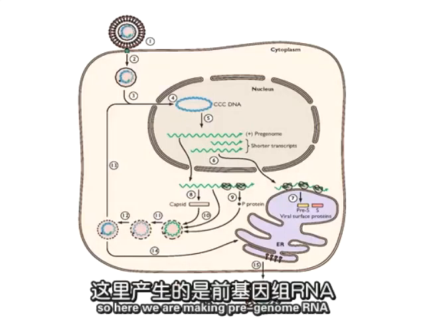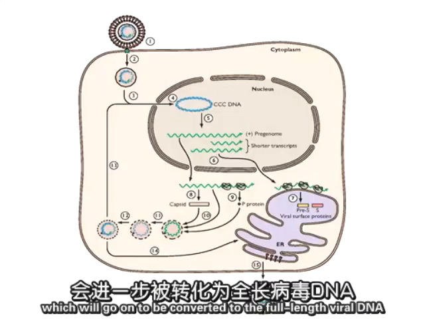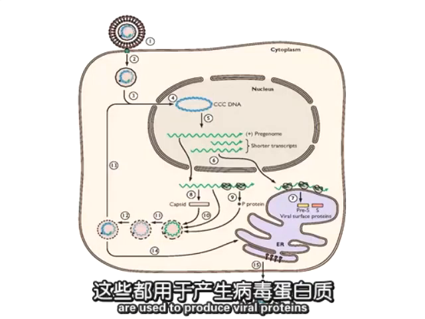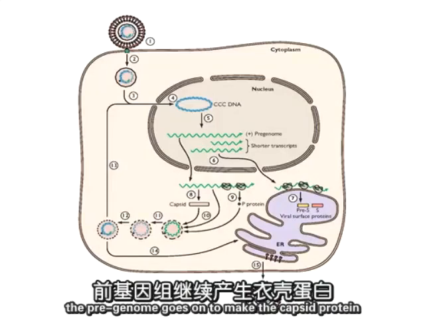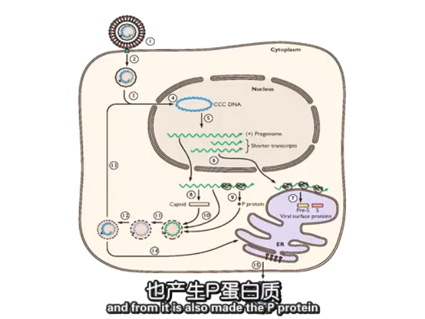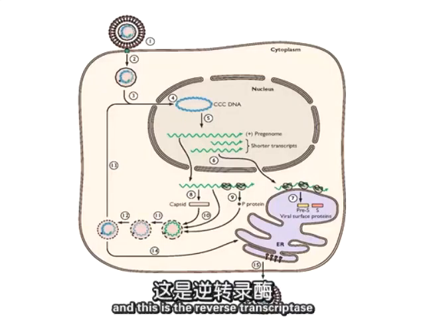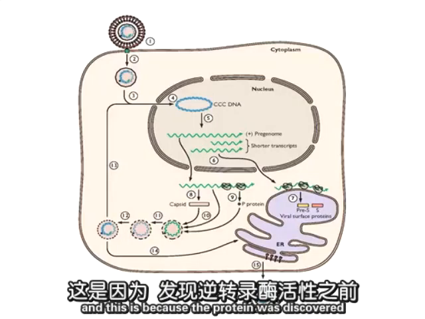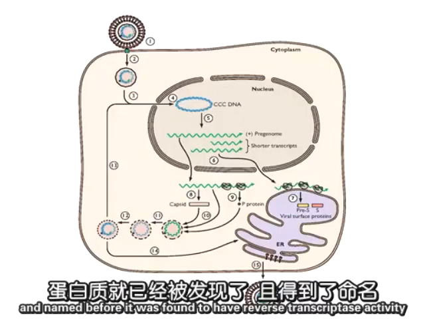So here we are making pre-genome RNA, which will go on to be converted to the full-length viral DNA, as well as shorter mRNAs, all of which are used to produce viral proteins. The pre-genome goes on to make the capsid protein, and from it is also made the P protein, and this is the reverse transcriptase. So for hepatitis B virus, the reverse transcriptase is called P, not RT, and this is because the protein was discovered and named before it was found to have reverse transcriptase activity.